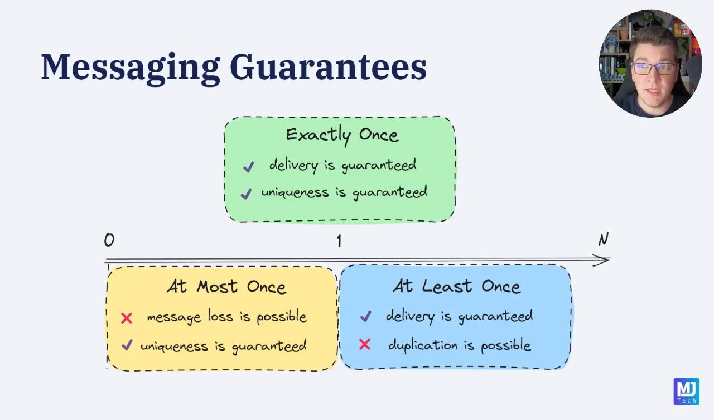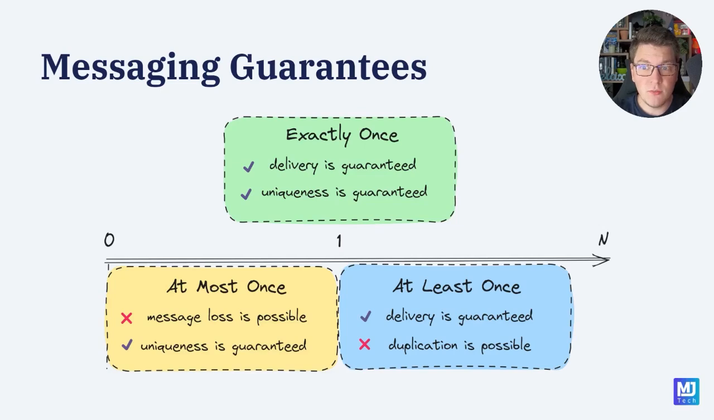And the last messaging guarantee that I want to mention is exactly once delivery. With this messaging semantics, every message that is published is also going to be consumed, which means that delivery is guaranteed, and we will also never see duplicates, so uniqueness is also guaranteed. The exactly once messaging guarantee is unfortunately impossible in a distributed system, so we are forced to choose between either at most once or at least once delivery.